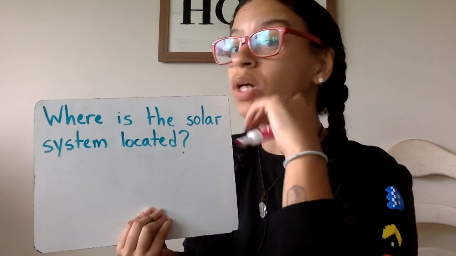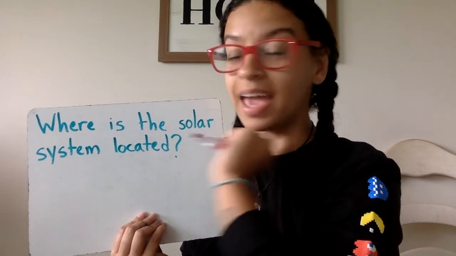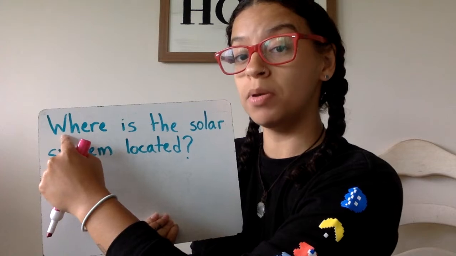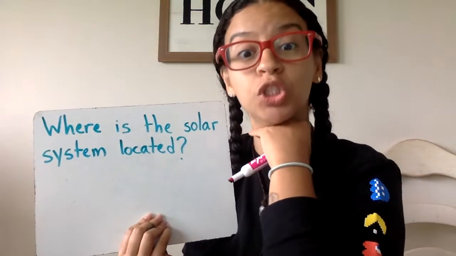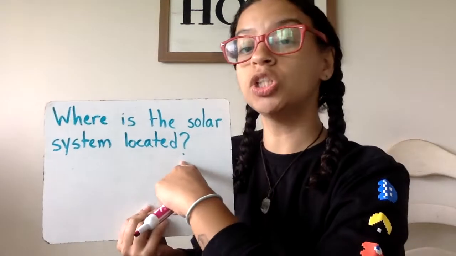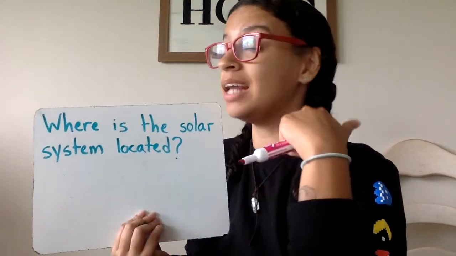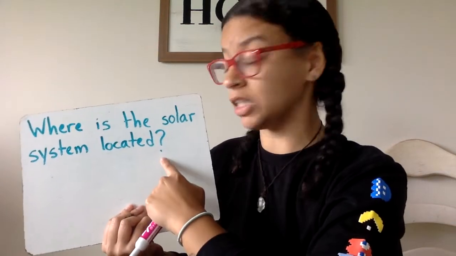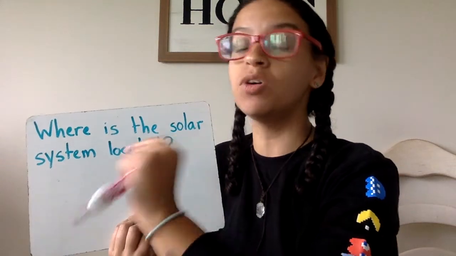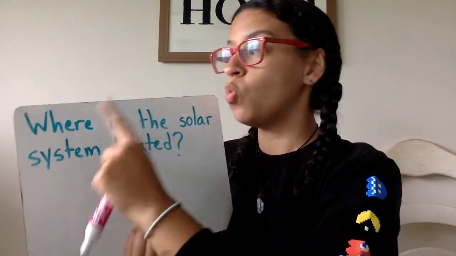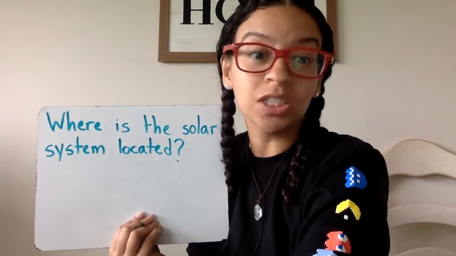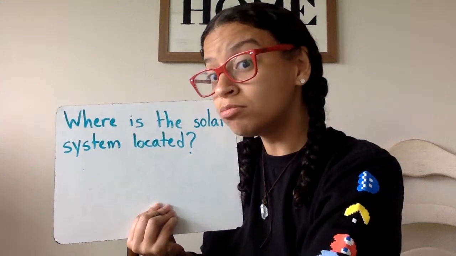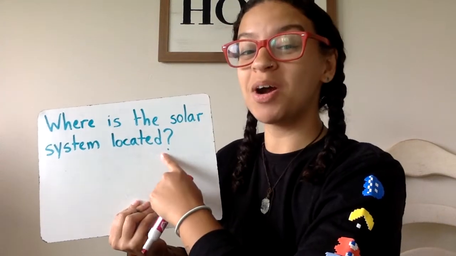Now, what does every sentence start with? A capital. If you have a capital W, great job. What does every sentence end with? A punctuation mark. In this case, you should have asked yourself, is this a statement, an exciting sentence, or a question sentence? If you said that it is a question sentence, really great focus. You were paying attention. Where is a question word? And I'm literally asking you a question. Where is the solar system located? Where? So if you put a question mark, great job.